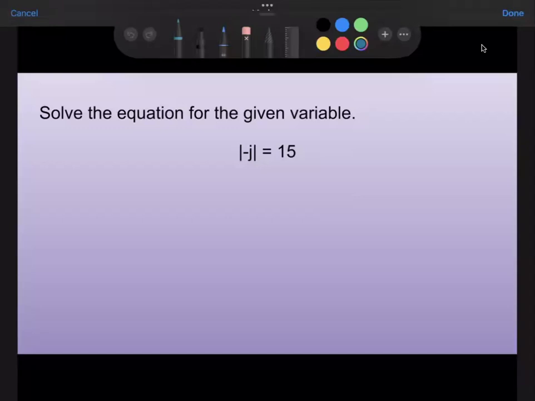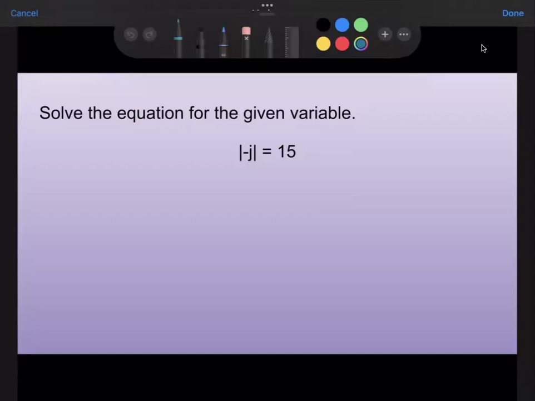Okay, here is our last example for today's video. We're going to solve the equation absolute value of negative j equals 15. So first we need to check to see if the absolute value is isolated, which means is it by itself on its side of the equation? And that is true here.